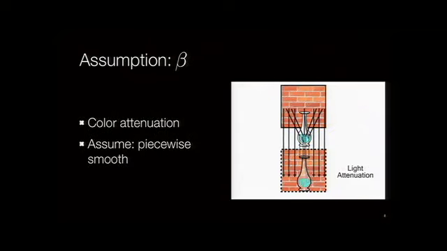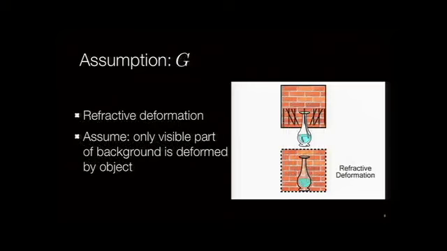Second, we assume the color attenuation is piecewise smooth. This simplifies the computation of our beta. And only the visible part of the background is deformed by the object. So we make this assumption so that we can apply user markup on the background to estimate our refractive deformation G.